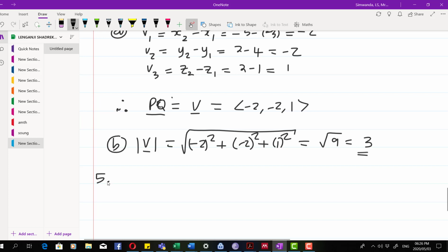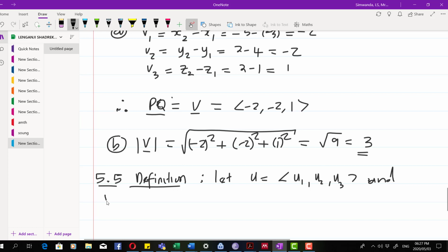Okay guys, we continue. So 5.5, now we will look at a few definitions. Okay, so let u be some vector with components u1, u2, u3 in that given component form, and v be a vector with those components in that component form.